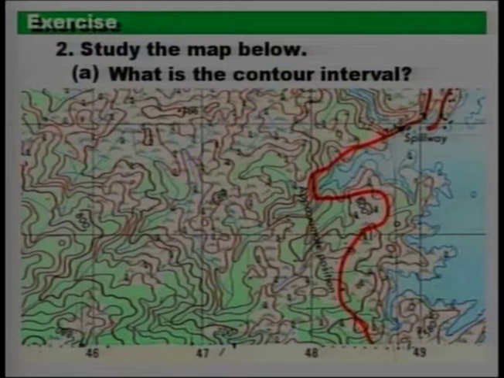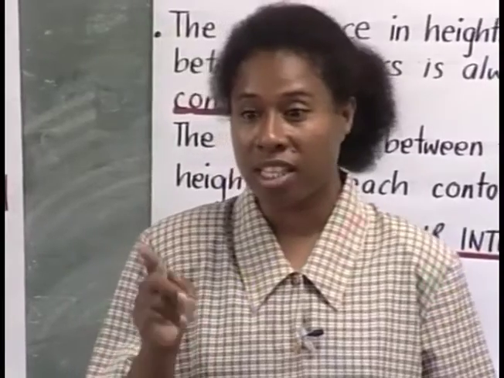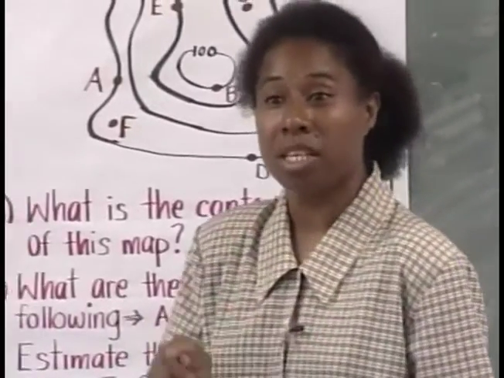Anyone got an answer for the first question, the contour interval of that map? Yes, Gideon. Gideon will tell us what is your answer for the first question. 20 meters. Okay, 20 meters. Did you have to look for it from the map? Where did you find the information? Yes, keys or symbols. Remember I taught you how to use a map? You must always look at the key or symbol first. And if you had looked at that information, it's given there. Well done. For those who went straight there, it says the contour interval of that map is 20 meters.